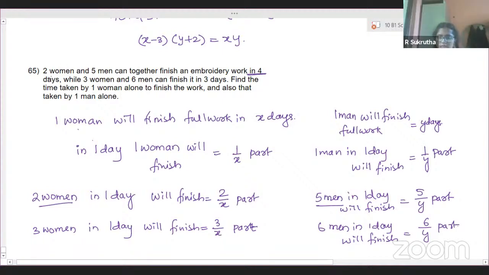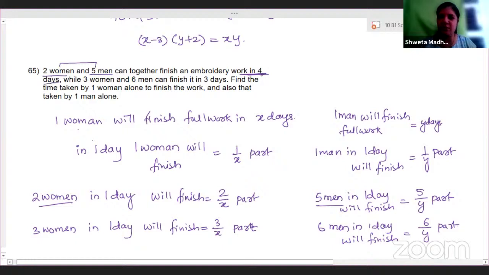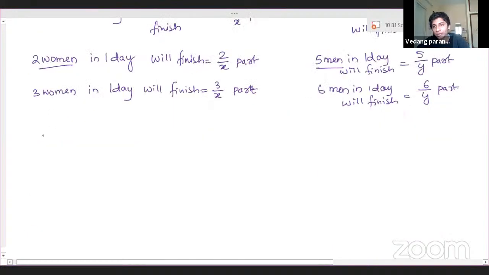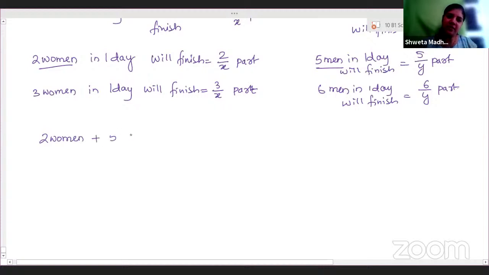2 women and 5 men all together are finishing the work in 4 days. So all of these 7 people in one day, how much part of the work will they finish? 1 by 4. So 2 by X plus 5 by Y is equal to 1 by 4. 2 women plus 5 men finish the work in 4 days.